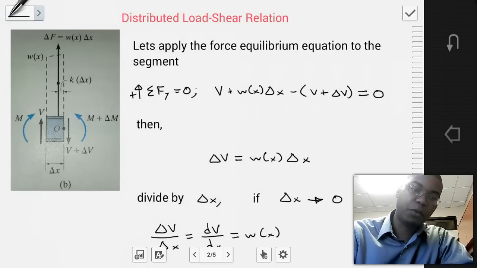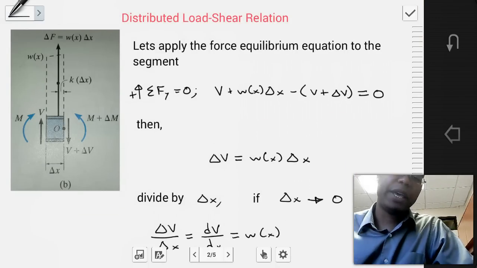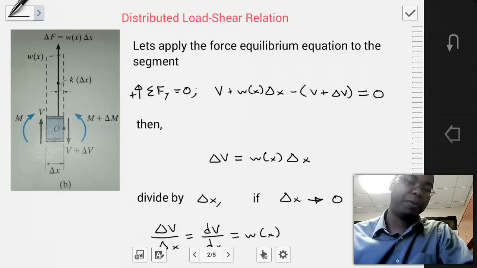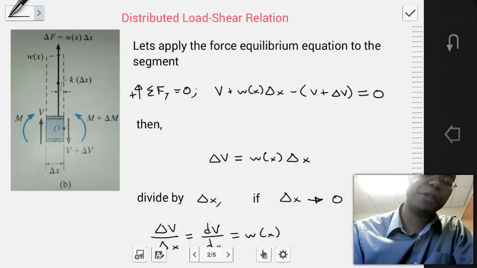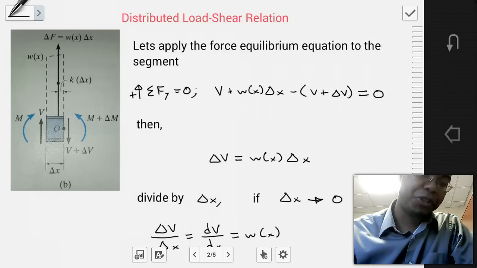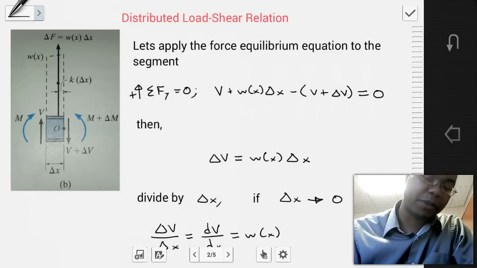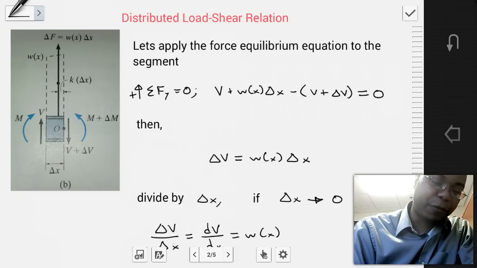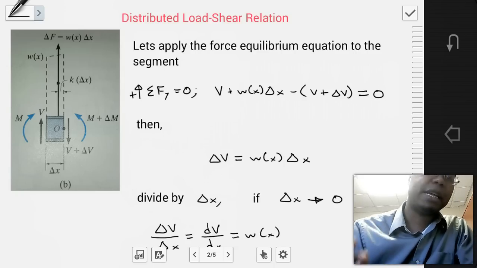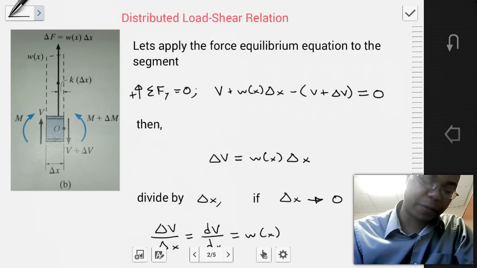So, with this type of knowledge, let's go ahead and try to describe a relationship between our applied distributed load and the shear force that develops within the body. So let's apply the force equilibrium equation to this segment. And let's use the sum of the forces in the y direction, because that's the direction of interest, where the sum of the forces in the y direction is going to be equal to 0.